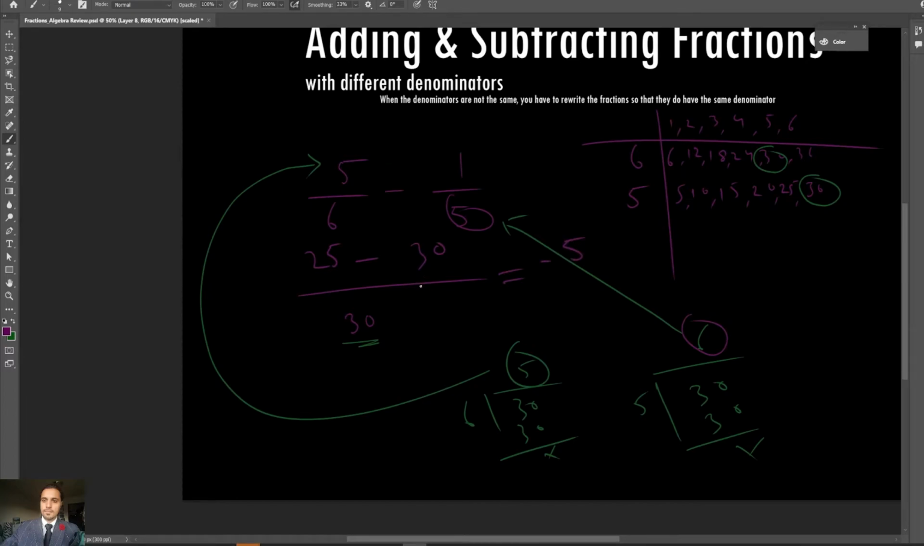It will take the 6 times, not 5, that's wrong. 5, this is 5. 6 times 1. So 6 times 1 is 6. 6 times 1 is 6. So we get 25 minus 6 is equal to 19 over 30.